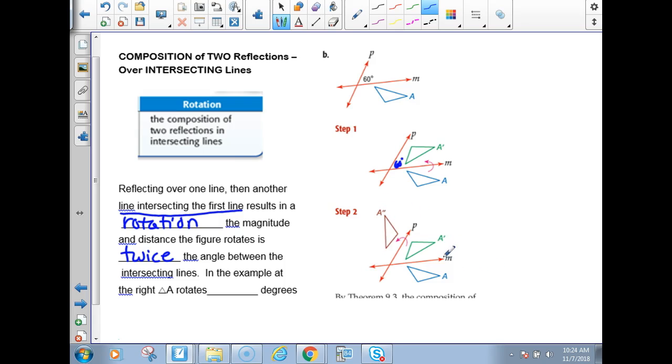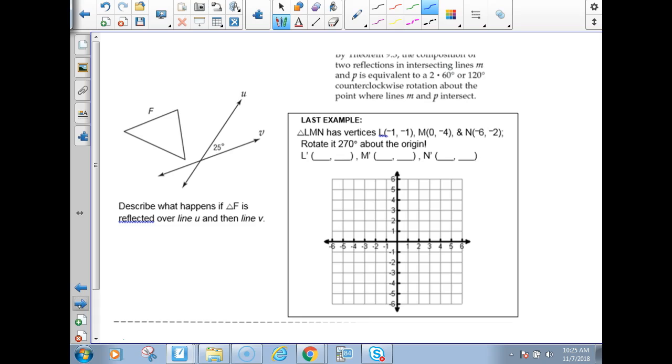That's called prime notation. So what happened is the angle that went from A all the way to A prime is not 60 degrees. This is 60 degrees. It's going to be 2 times 60 degrees, which is 120 degrees. Okay, so that's the actual full rotation over two intersecting lines. Now, if the lines were parallel, it's a different story. So we'll look at that in a few minutes.